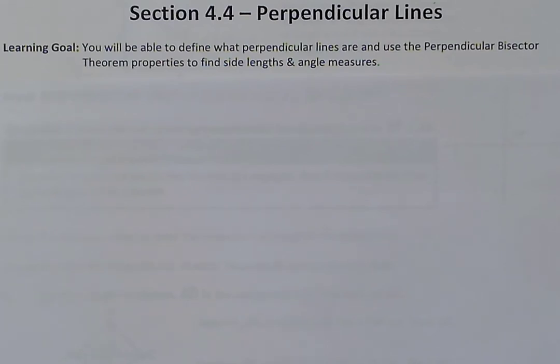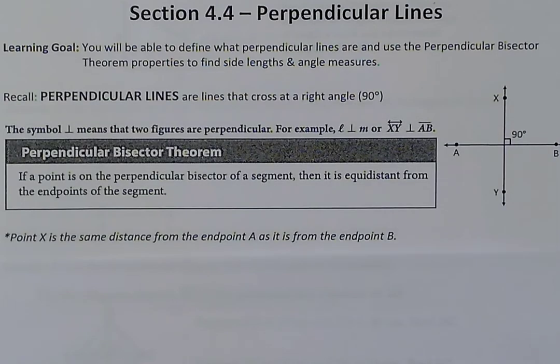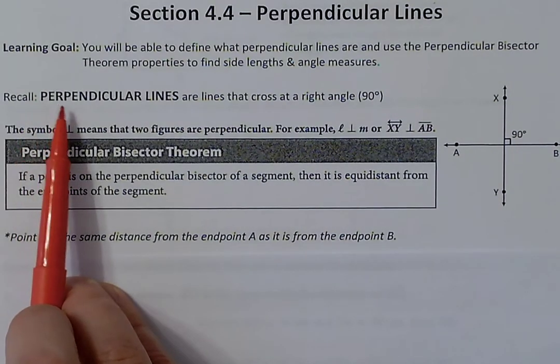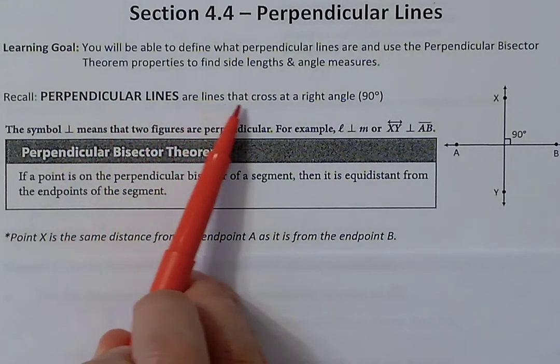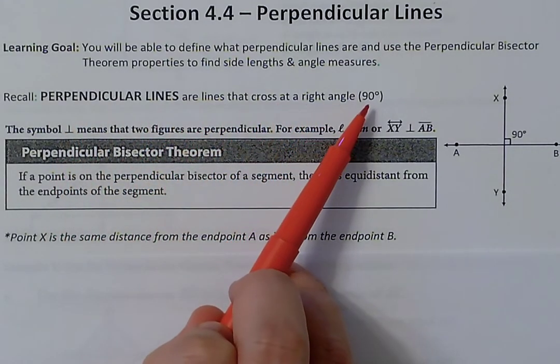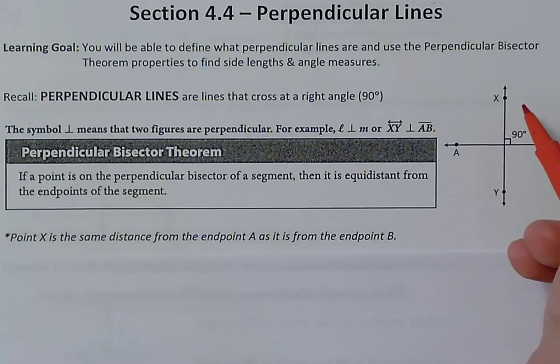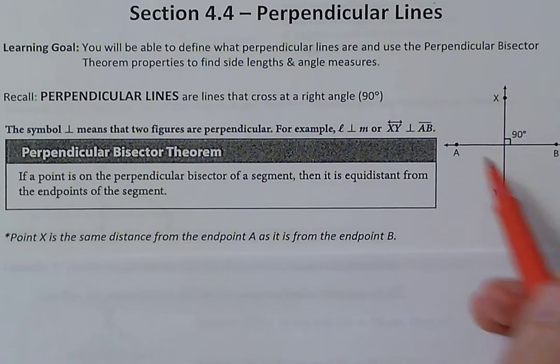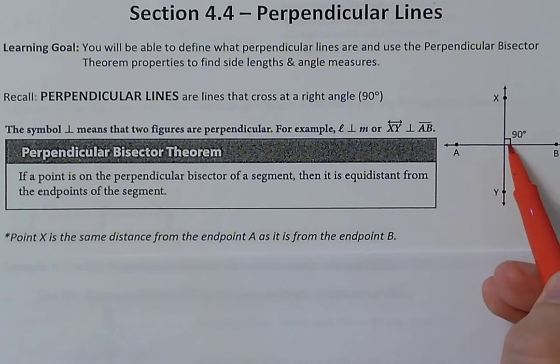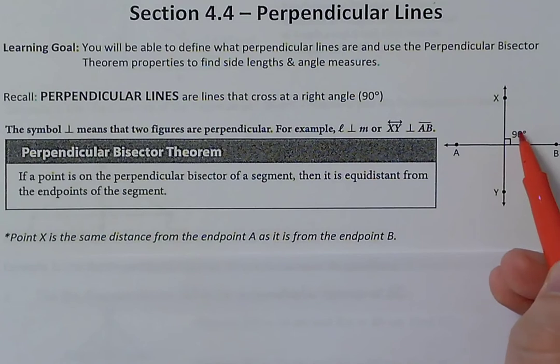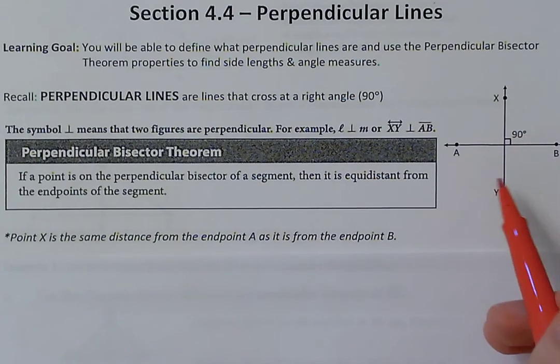All right, so for today, before we jump into our first example, let's talk about a few bits of terminology here. First of all, recall that perpendicular lines are lines that cross at a right angle or 90 degrees. What that means is that XY and AB are perpendicular because they cross at 90 degrees, as indicated by the angle box, or the fact that it says 90 degrees.